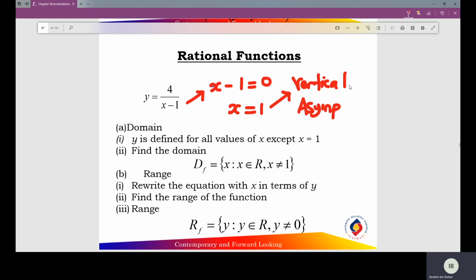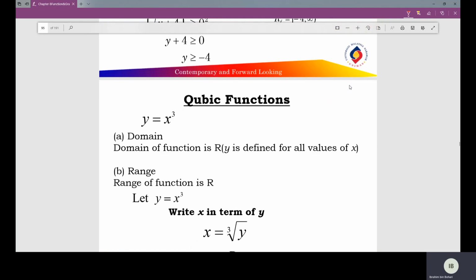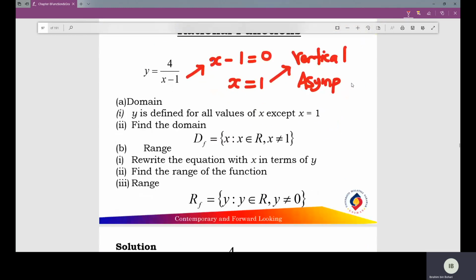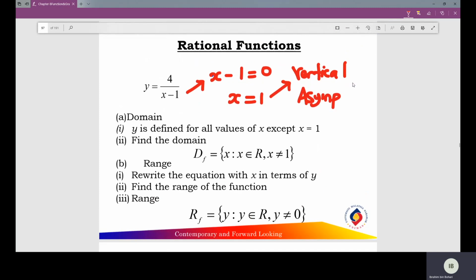Okay, you let the denominator of the rational function, x minus 1, equal to 0 and you find the value of x. x equals 1. So the domain of the rational function is defined for all the real numbers except the vertical asymptote. So the value x equals 1 is the vertical asymptote of the rational function.